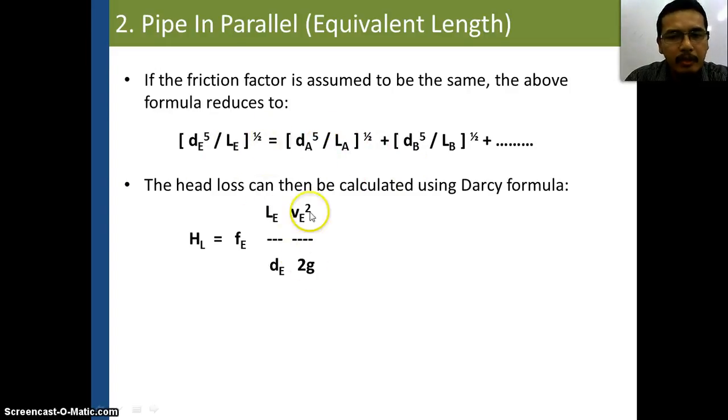Last one, the same formula is used for the head loss. When you get the friction factor, the new length, the new diameter and the new velocity, you put them in this formula, then you get the head loss.